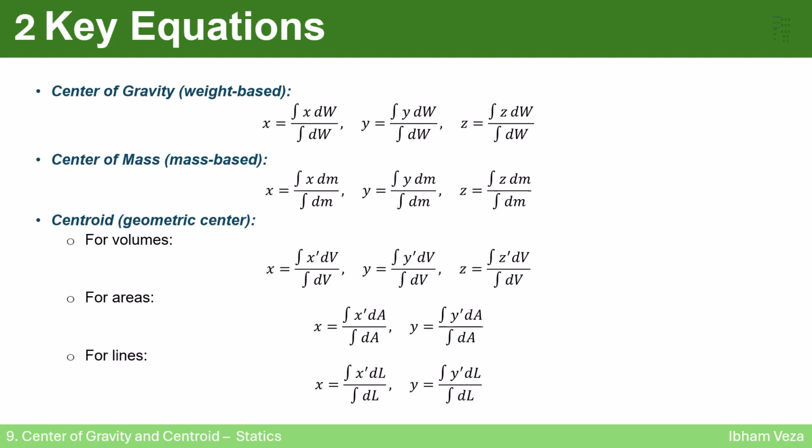Key equations. This slide summarizes the fundamental equations used to determine centers of gravity, centers of mass, and centroids. The center of gravity is calculated based on weight distribution, while the center of mass depends on mass distribution. The centroid is purely geometric and can be determined for lines, areas, and volumes. Notice that all these equations are based on the concept of moments. Essentially, we are finding a point that produces the same moment as the entire distributed quantity.